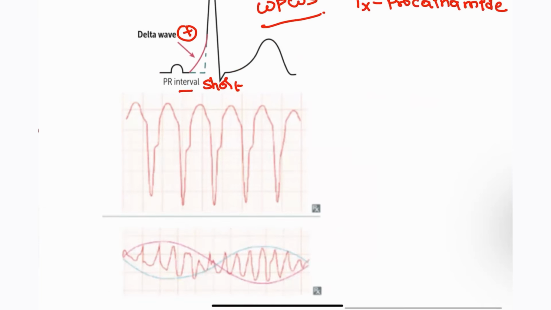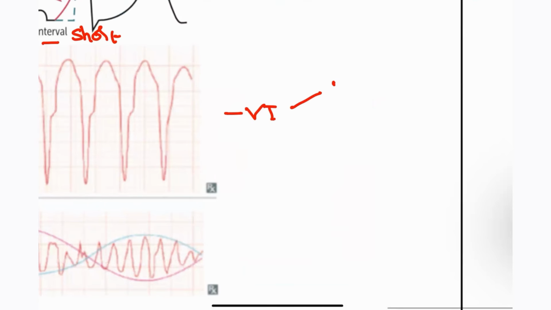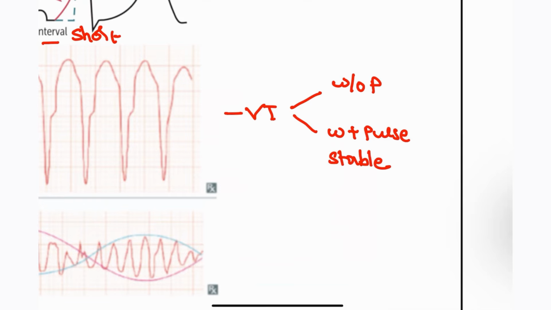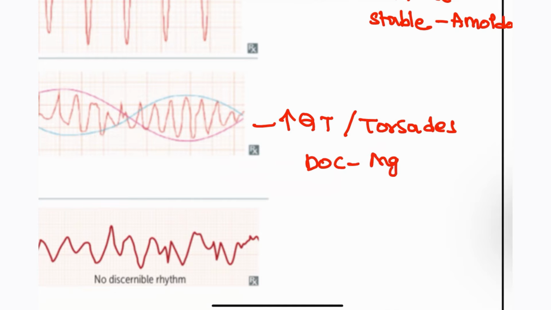Next, here you can see another condition. What is this condition? First one, this is ventricular tachycardia. Ventricular tachycardia is divided into two types: ventricular tachycardia without pulse and ventricular tachycardia with pulse. If it is with pulse and stable, then you are going to give amiodarone for this patient. Without pulse, a defibrillator should be attached. Next, this is increased QT prolongation, also known as torsades de pointes. Drug of choice for this patient is MgSO4.